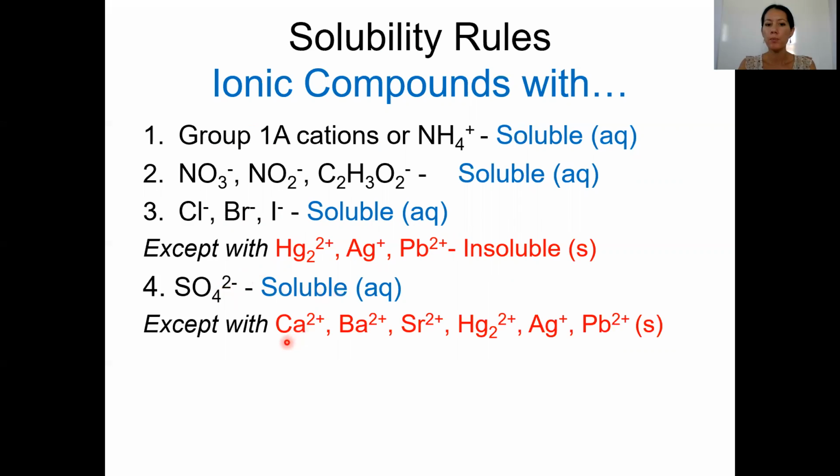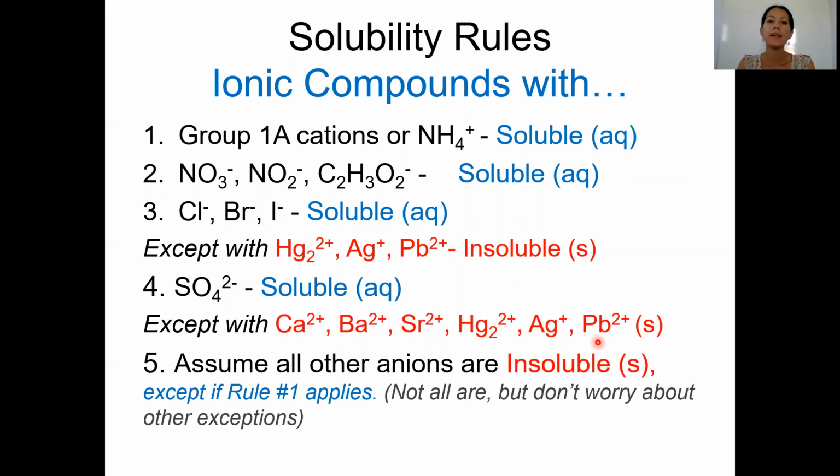Sulfates are soluble, but there are some exceptions here. Barium sulfate's a solid, for example, silver sulfate, etc. And any other anion I did not mention, assume they're insoluble, unless you have a group 1 cation or ammonium. They're not all insoluble. There are a lot of gray areas, but we're not going to worry about those little exceptions.